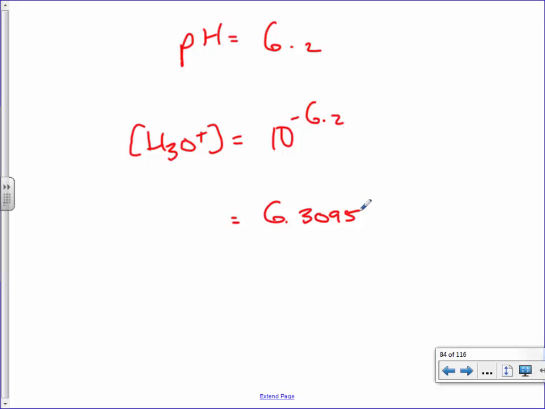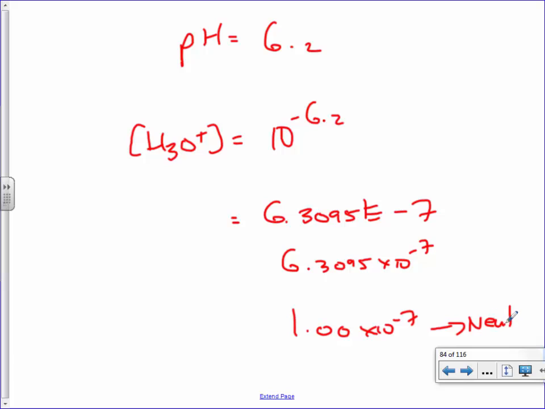Okay, we'll stop there. Okay, so that means 6.3095 times 10 to the negative 7. Okay, this exponent right here is not exactly the pH because this number right here is not 1 exactly. But it's kind of close, right? Like this was a 6.2, that's a 7. It's basically in the ballpark. Does that make sense? This number right here, is it bigger or less than 1.0 times 10 to the minus 7? Because this is what we've defined neutral to be. Is this number here bigger than that number or no?